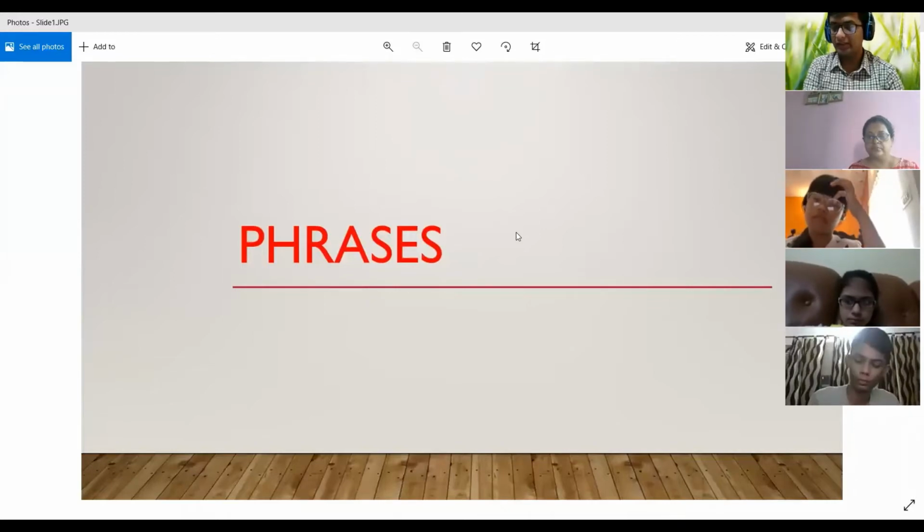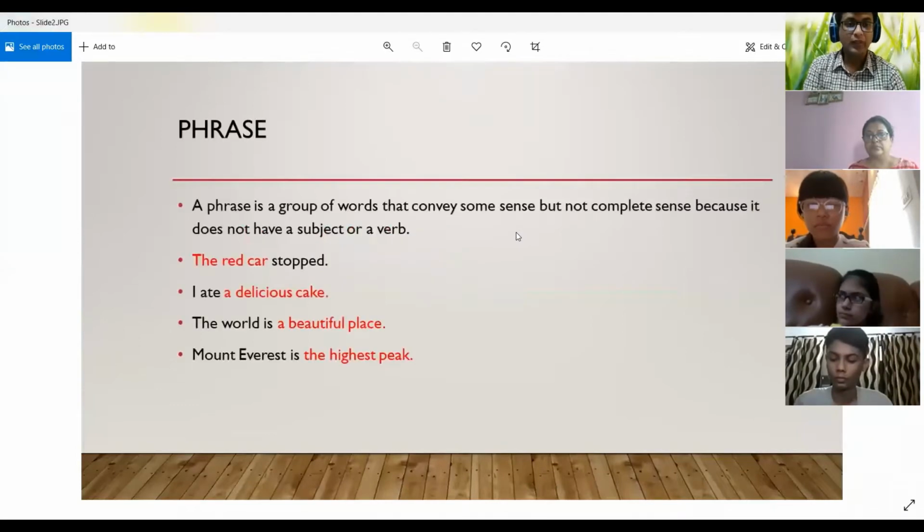So we are starting with phrases. This is in your test 4 syllabus for October. Okay. Now, what is a phrase? A phrase is a group of words that convey some sense but not complete sense.